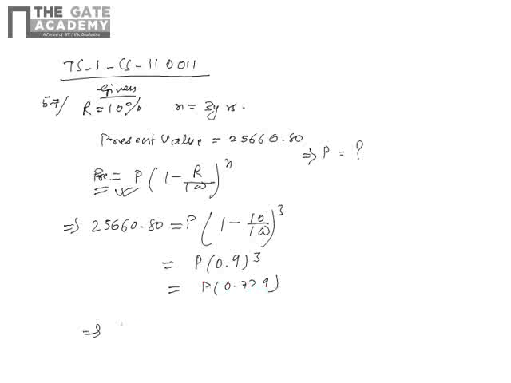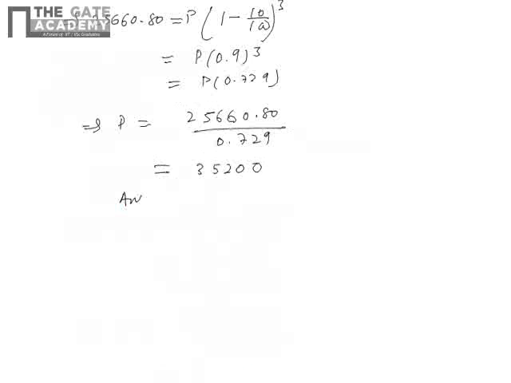So when we divide to find the P value, we have to divide 25660.80 by 0.729. When you calculate this value, it will come 35200. So the answer will be C.